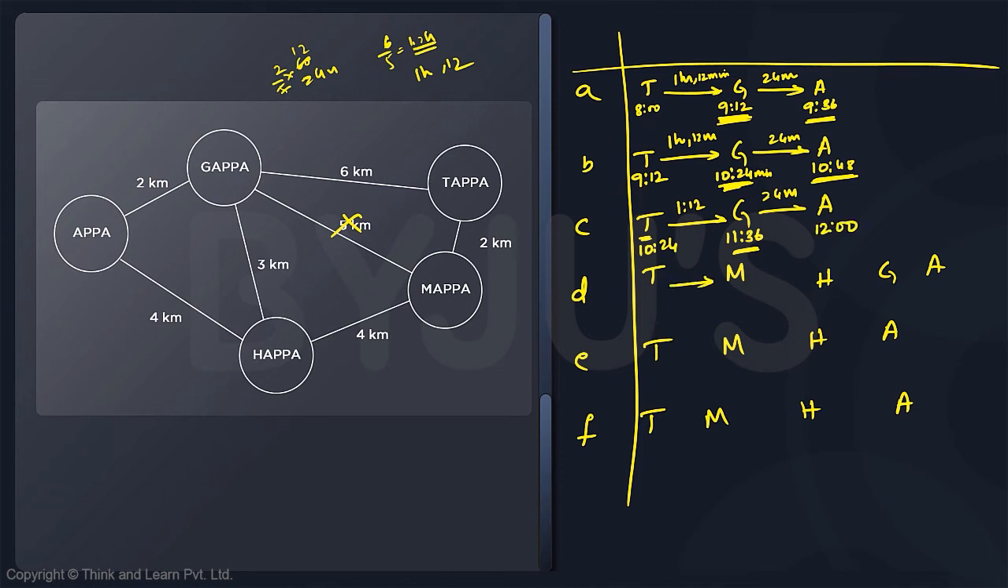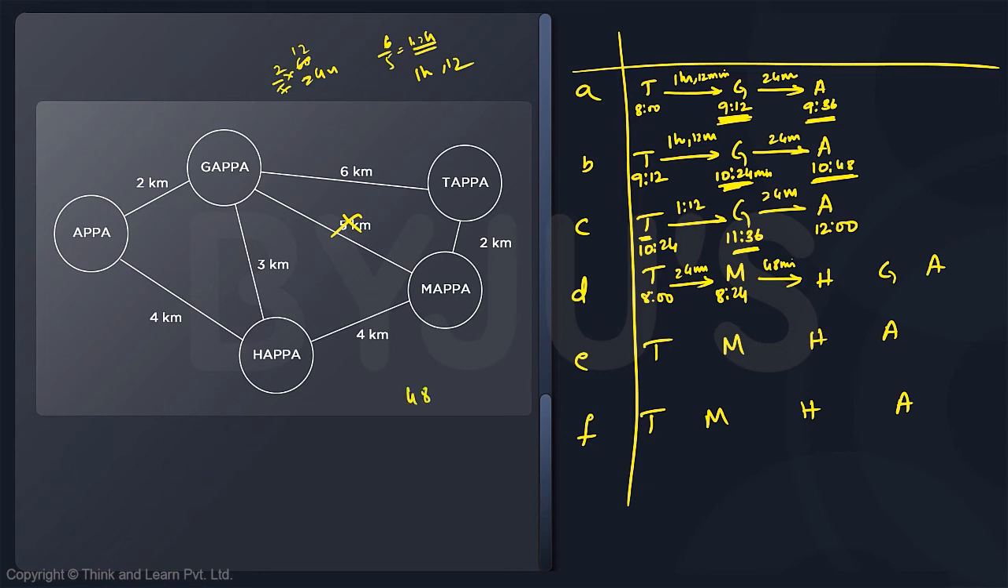The fourth person is taking a different route, T to M, so there is no waiting time. T to M is 2 kilometers, so 2 kilometers is 24 minutes. So starting point is 8, so I will reach at 8:24. M to G, again no waiting time, so 4 kilometers. 4 kilometers is double of 24, so 48 minutes. So 8:24, plus 48.